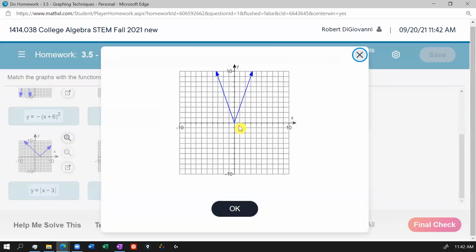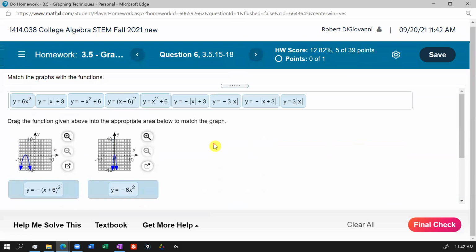Okay, this one, absolute value function, but it's been stretched. 1, 2, 3. It's stretched by 3, so 3 absolute value of x. There we go.